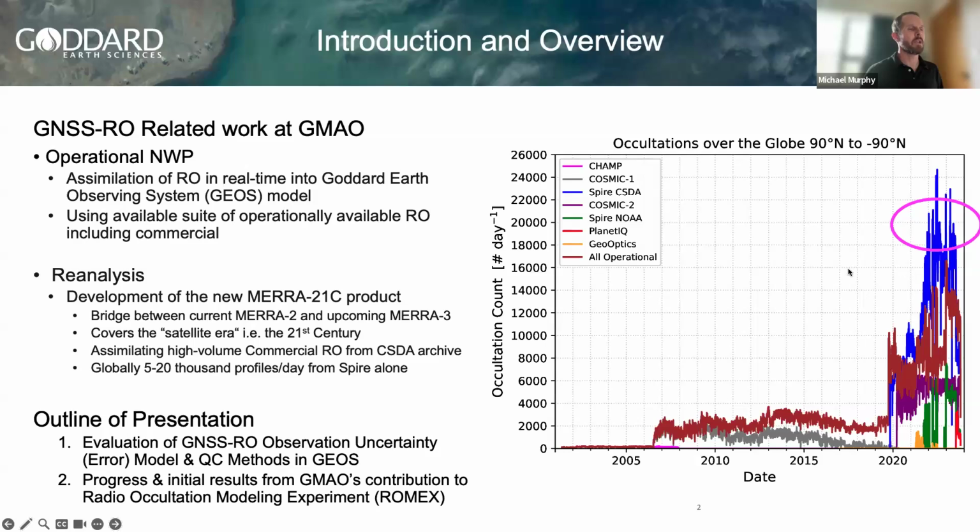And in blue is Spire, this time series. You can see blue, and later in the time series, you can see we have this really high volume of Spire radio occultation profiles that we're going to be including in the MERRA-21C product. But for this presentation, I'm not going to focus on reanalysis or so much operational NWP, but more the research we've been doing. And that includes two main things: the evaluation of different RO observation error or uncertainty models and QC methods in GEOS, as well as our progress and some very initial results from GMAO's model runs for the ROMEX experiment.